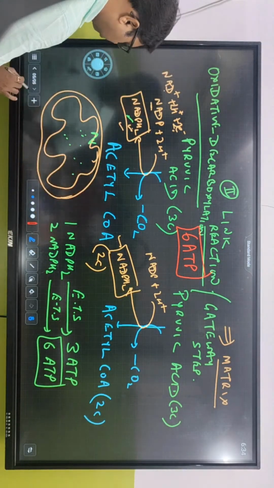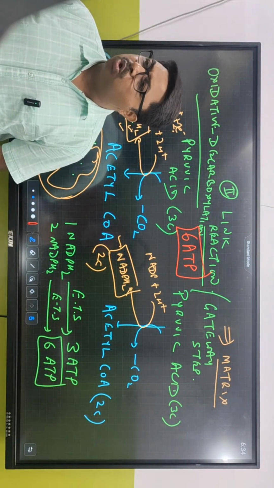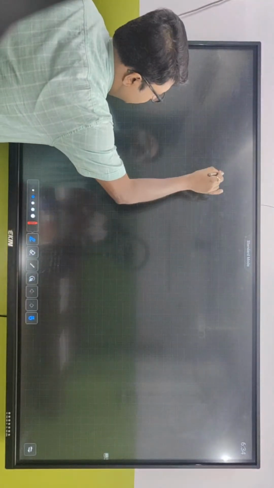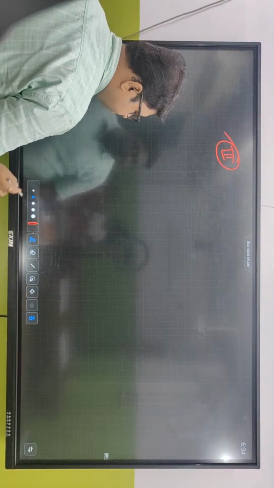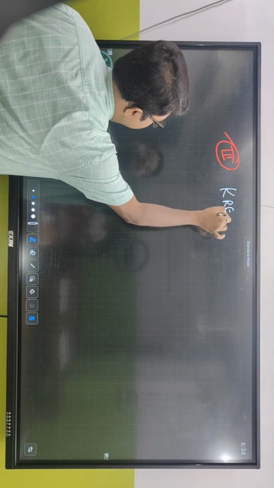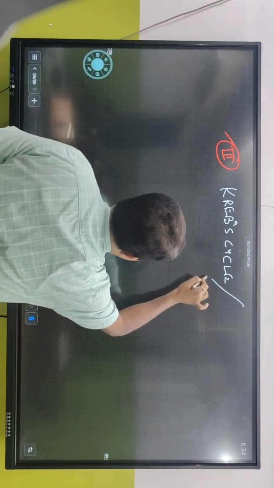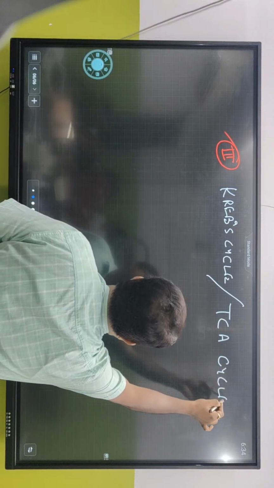Now this acetyl coenzyme A needs to reach where? It needs to get into the third step. And what is the third step? The third step is called Krebs cycle. And tell me, Krebs cycle we also call it as TCA cycle. What is the full form of TCA cycle?